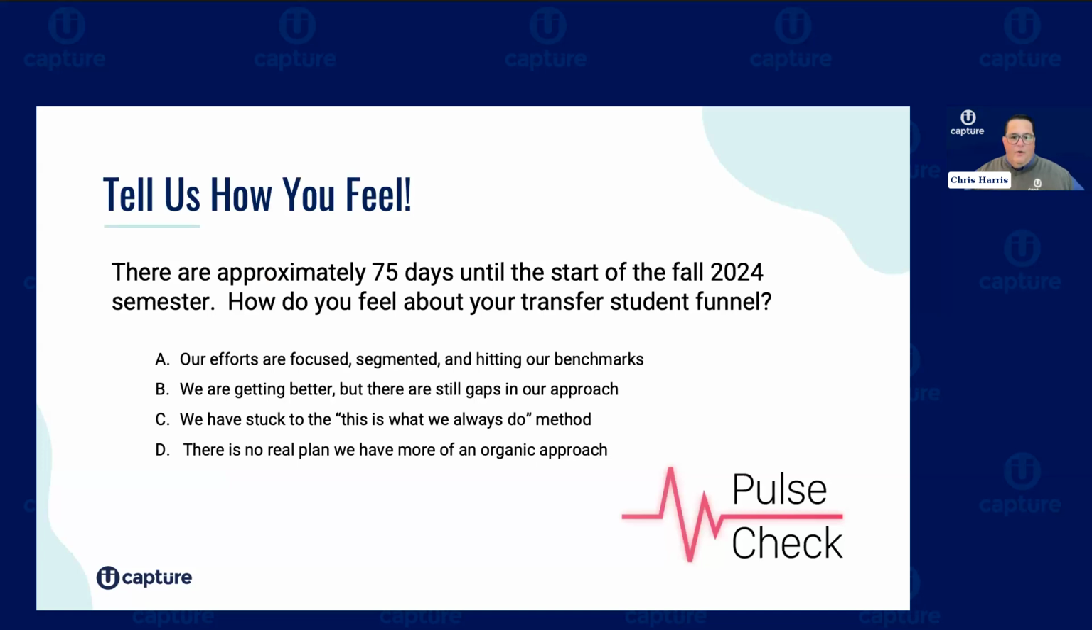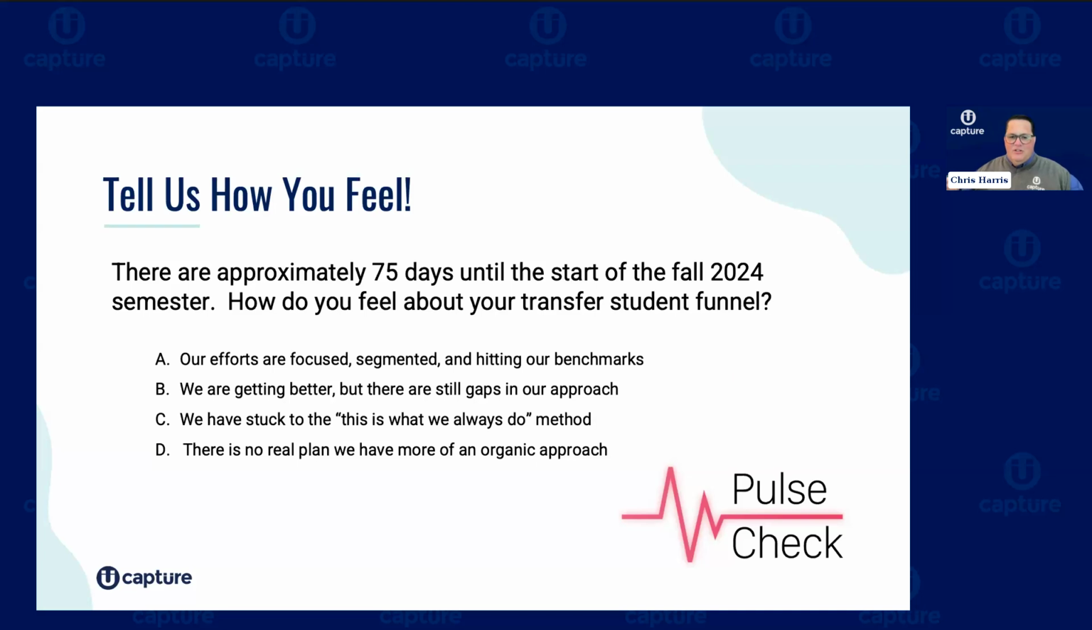So as always, we always start off our webinars with the question of the day. Our quick little poll today. There are approximately 75 days left. That gives us till about August 15th, until the start of the fall 2024 semester. How are you feeling about your transfer student funnel right now? Are your efforts focused, segmented? You're hitting all the benchmarks? Are you getting better? Are you finding that there's gaps in what you're doing? You have stuck to this is what we always do. It's going to happen, and this is just the way it's going to be. Or last, we have no real plan. And I don't think anybody doesn't have a plan. I'm pretty sure everybody has a transfer plan by now. If not, call me. I will help you put a transfer plan together for the next 75 days. I can do that for you. And we'll get you there, but hopefully nobody says that.